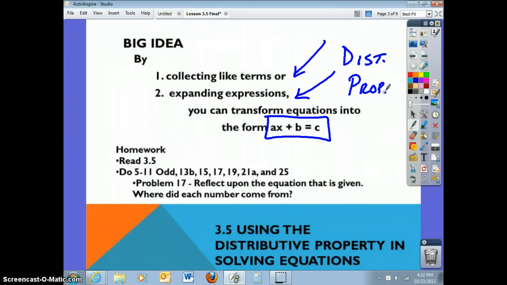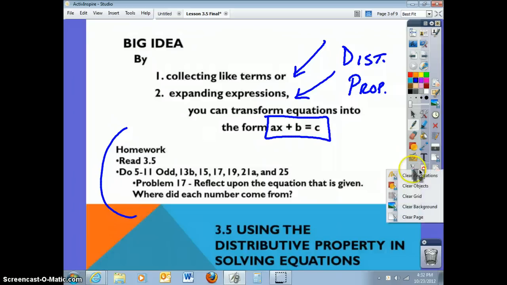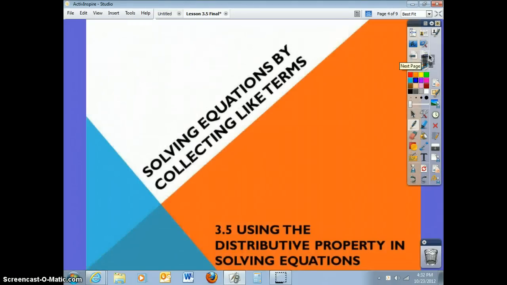Okay. Read carefully what your homework is for this lesson because I'm choosing specific problems to skip and specific parts of problems that I think would be easier or more helpful for you. Okay, first part of this is to collect like terms using the distributive property.